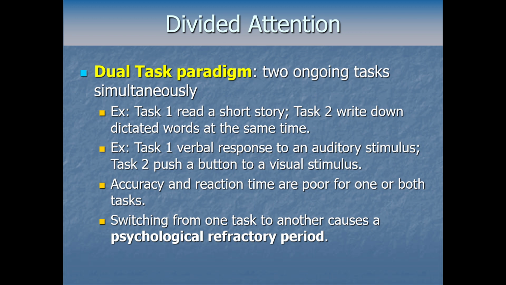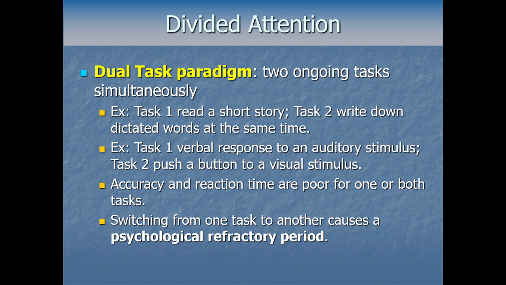Generally in a dual task paradigm, we find that accuracy and reaction time are poor for one or both of those tasks. In other words, there's a cost, and we're generally not able to do both of those things at the same time without sacrificing some performance, perhaps a lot of performance. Also, switching from one task to another causes what we call a psychological refractory period, meaning a brief time where targets are going to be missed in the second task because you were just doing the first task a moment ago. Like if you just did the verbal response to a particular auditory stimulus, you're going to be slower to push the button when a visual stimulus happens right afterward, if that's the visual target you're looking for.